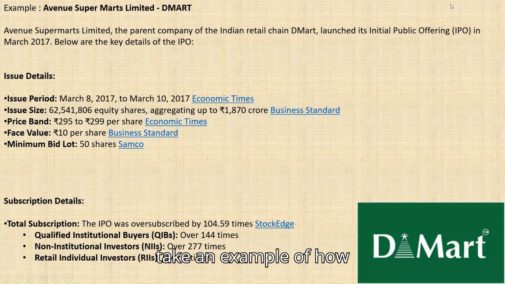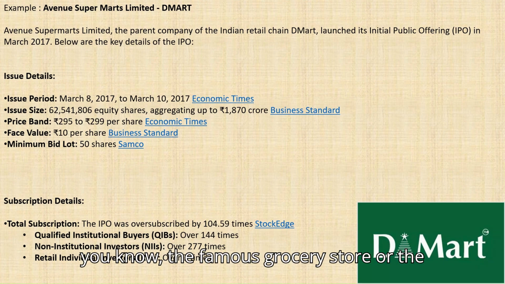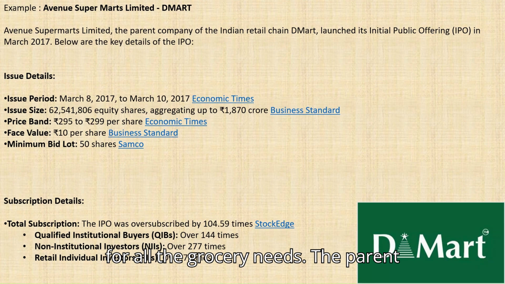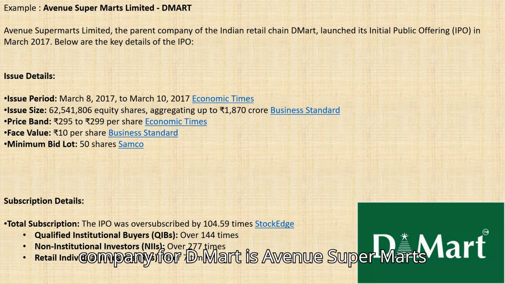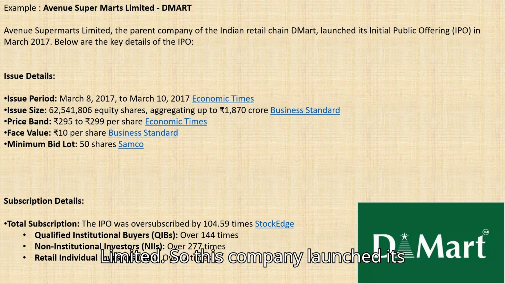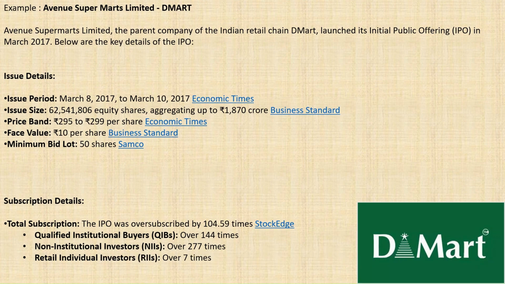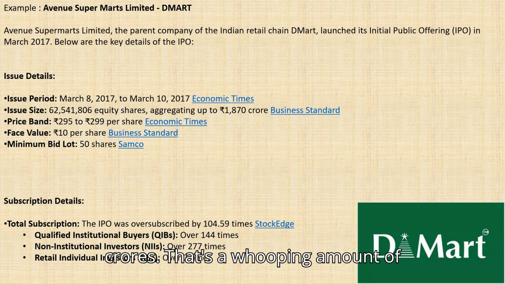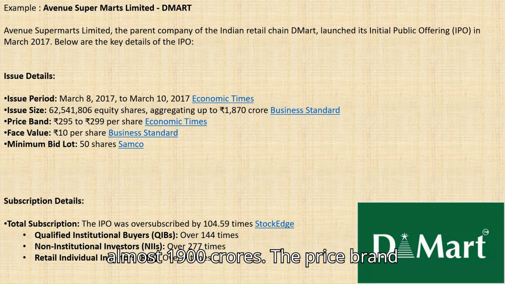So we'll take an example of DMart, the famous grocery store, the famous one stop solution for all the grocery needs. The parent company for DMart is Avenue Supermarts Limited. So this company launched its IPO in March 2017. If you can see the IPO issue details, the IPO issue started from March 8th, 2017 to March 10th, 2017. And the issue size is around 1870 crores. That's a whopping amount of almost 1900 crores.